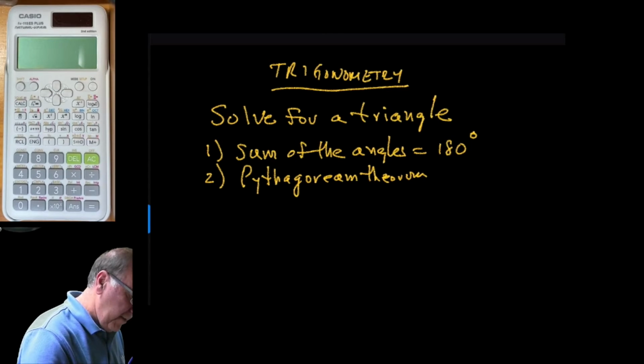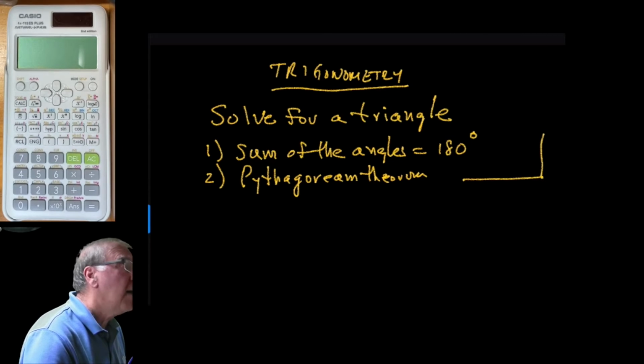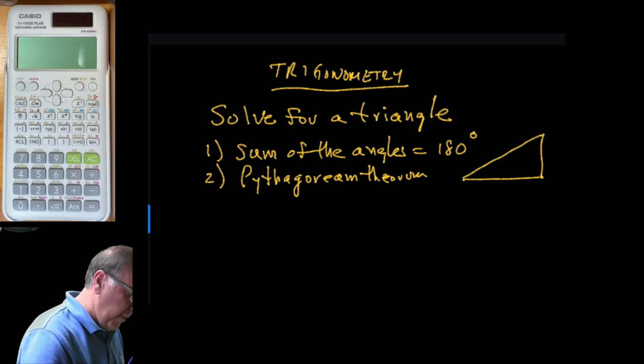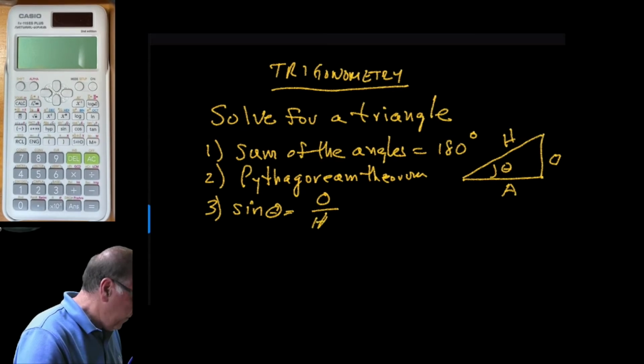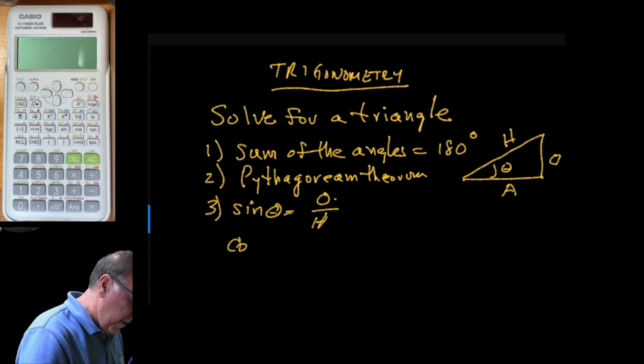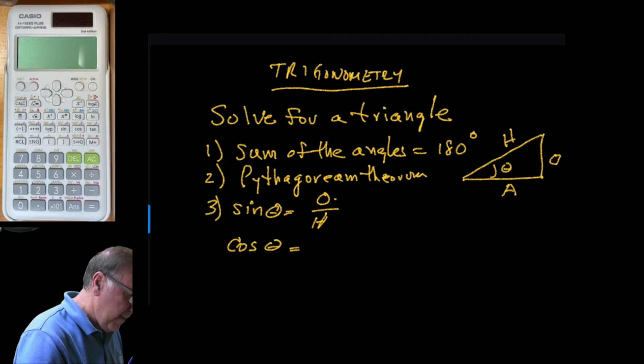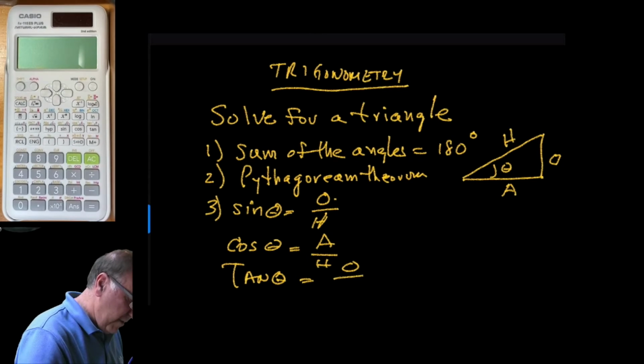So if we draw a triangle here, like so, and we call this the adjacent side, and there's an angle theta here, and this is the opposite side, and this is the hypotenuse, we can state that the sine of theta is equal to O over H, in other words, the opposite over the hypotenuse, and the cosine of theta is equal to adjacent over the hypotenuse, and the tangent of theta is equal to the opposite over adjacent.